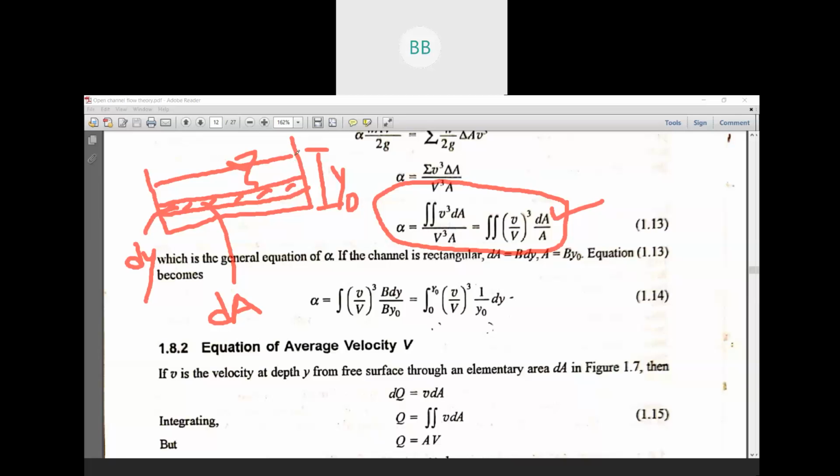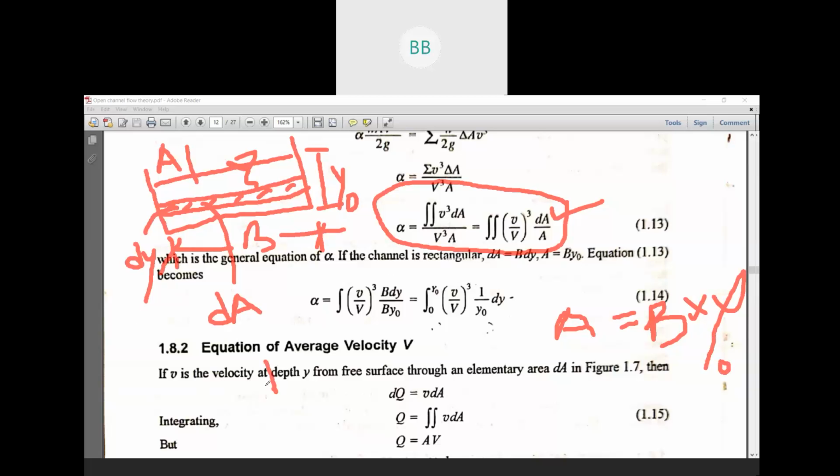If you want to find the whole cross-sectional area, that is your capital A, which is nothing but B into Y. We all know for a rectangular channel it is B into Y, the width of the channel multiplied by the total depth. As we are going to consider the whole cross-sectional area, the width of the channel is B and the depth of flow is y naught. So this is your total area.